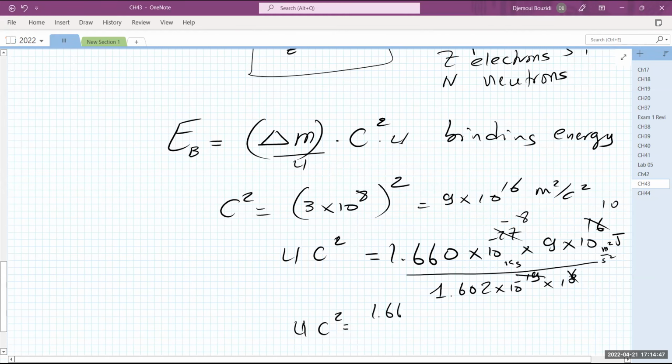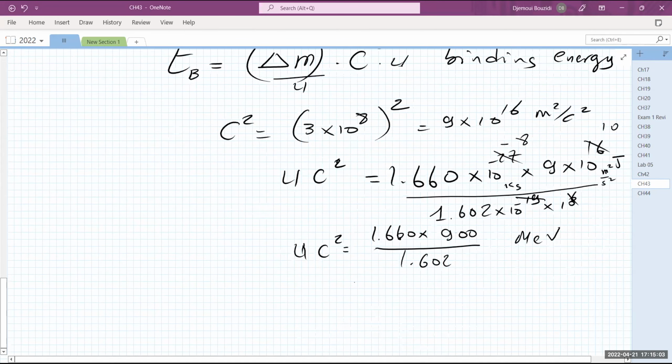So it's going to be 1.66, that's the atomic mass unit, times 900 really, divided by 1.602, and that's it in mega electron volts. So I really need this number because I really need to find it. And if you do the math, you will find that this is equal to 931.5 mega electron volts. Okay, it's not exactly 5, it's 49. Okay, if you do the math.